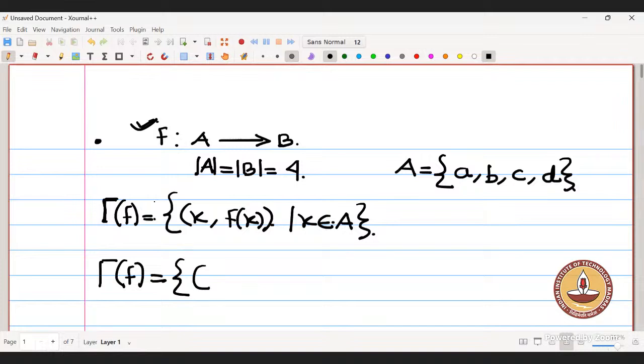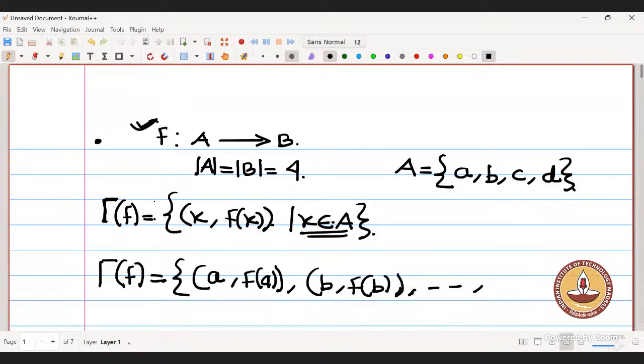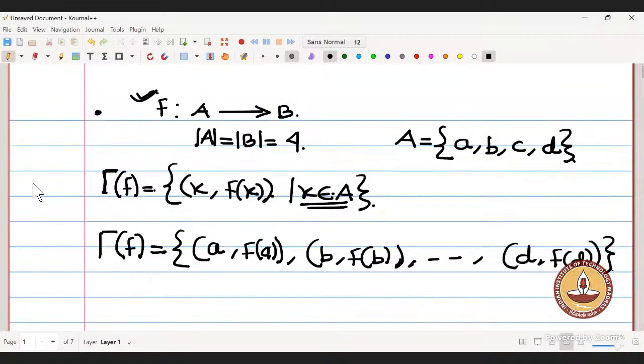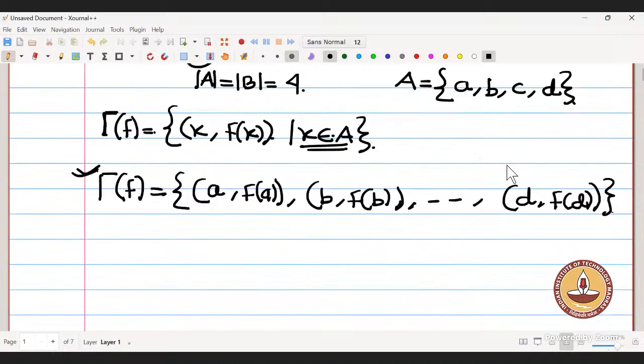Since x varies over A, if A has 4 elements, then how can you get 5 elements? Not possible, right? So the first element will be (a, f(a)), then (b, f(b)), then (c, f(c)), and finally you will get (d, f(d)). So A is precisely the domain of the function. If the domain of the function has 4 elements, then the graph Γ of f also has 4 elements.